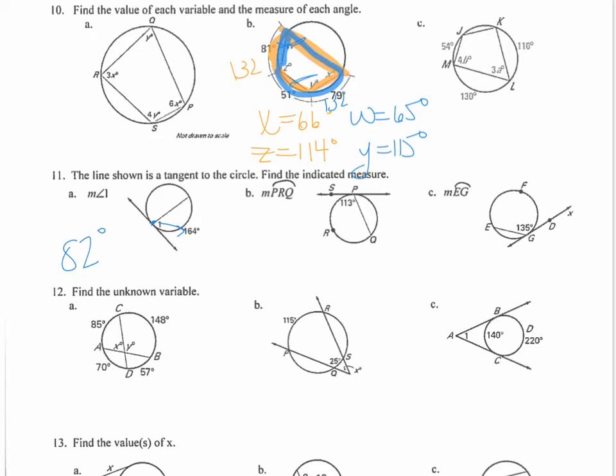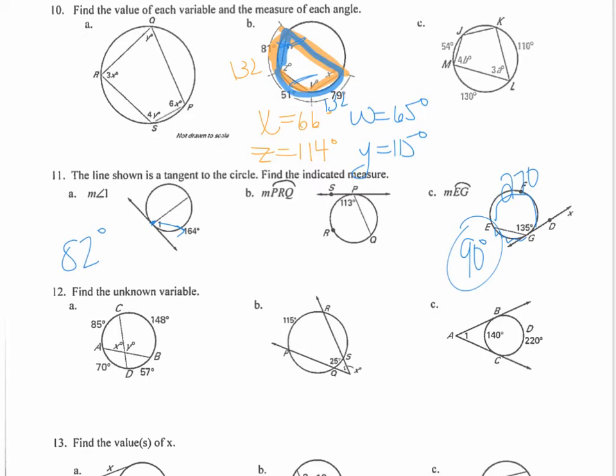Here I would work backwards on B. I would multiply 113 by 2 and get my answer. If I look at C, I'm going to find this arc. So 135 times 2, I get 270. To find this arc right here, subtract it from 360. I get 90.